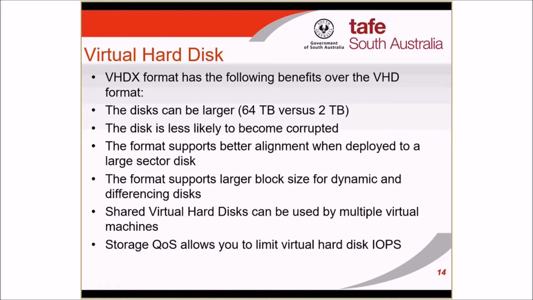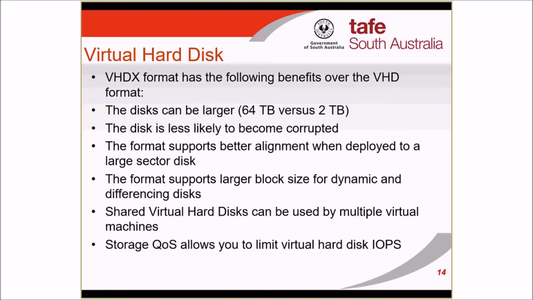The format supports large block size for dynamic and differencing disks, and we'll talk more about dynamic and differencing disks in the future. But basically, a dynamic disk allows the disk to grow and shrink. A differencing disk is basically storing the difference between one disk and another disk, just like the idea of snapshots, where you have a snapshot, that disk is frozen, any changes are created on a new disk, and that's what's called effectively a differencing disk.